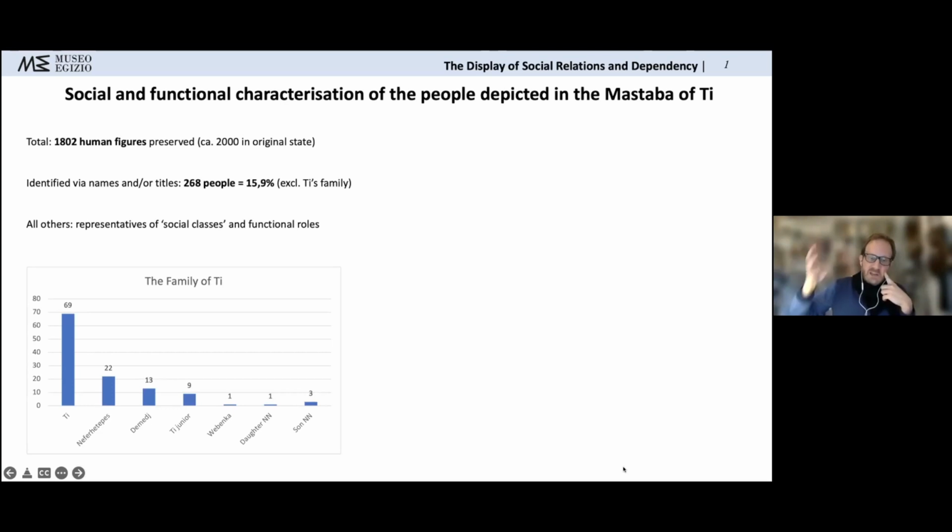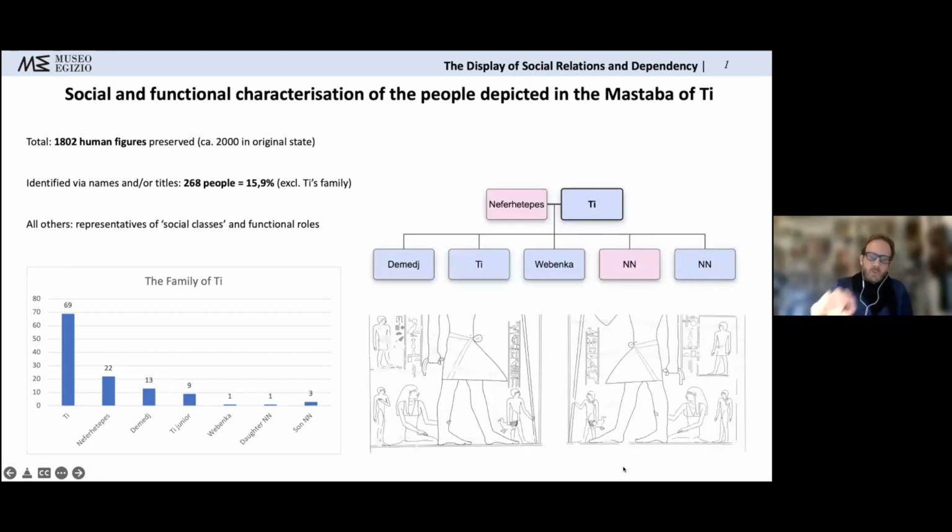The representations of T, the owner of this tomb, which form the reference for all other images around him, take numerical precedence in his tomb. He appears 69 times. His wife and his children, the core social group, also appear several times, but always together with him. Based on this data, one can create this family tree, which shows that only those two generations, T and his wife and a number of children, appear.